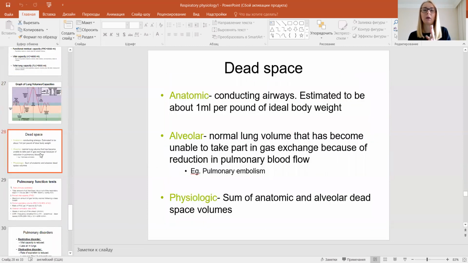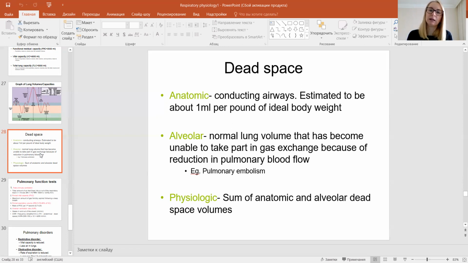So what are the dead spaces of the lungs? There are three types of dead spaces: anatomic, alveolar, and physiologic. Anatomic dead space is the space present in the conducting airways, estimated to be about 1 milliliter per pound of ideal body weight.